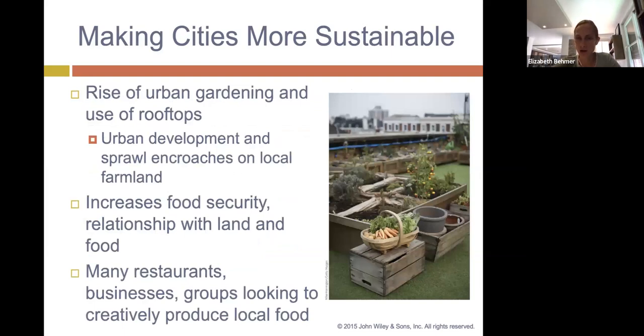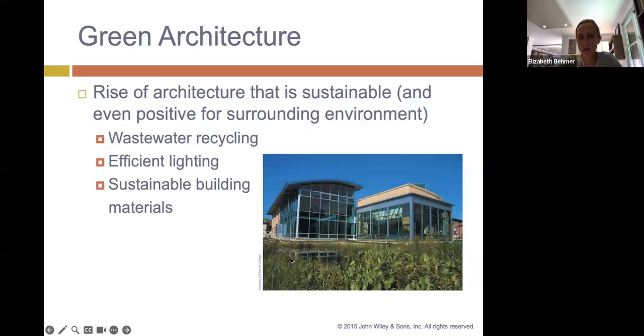There's a rise of urban gardening, use of rooftops for urban growth in gardens, increasing food security, relationship with land and food, and many restaurants, businesses, and groups are looking to creatively produce their own food as well. There's a rise of architecture that's sustainable and even positive for the surrounding environment. Recycling wastewater, efficient lighting, and sustainable building materials all help with this urban growth.